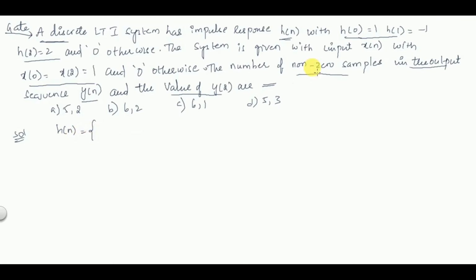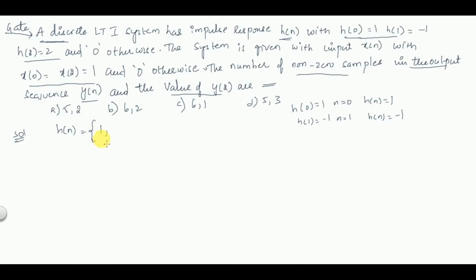So from the given data, what can we write is h of n. He has given that h of 0 is equal to 1. That means at n is equal to 0, the h of n value is equal to 1. And h of 1 is equal to minus 1, so at n is equal to 1, the h of n value is equal to minus 1. The sequence always starts from 0, so when the sequence starts from 0, obviously it is a causal sequence.